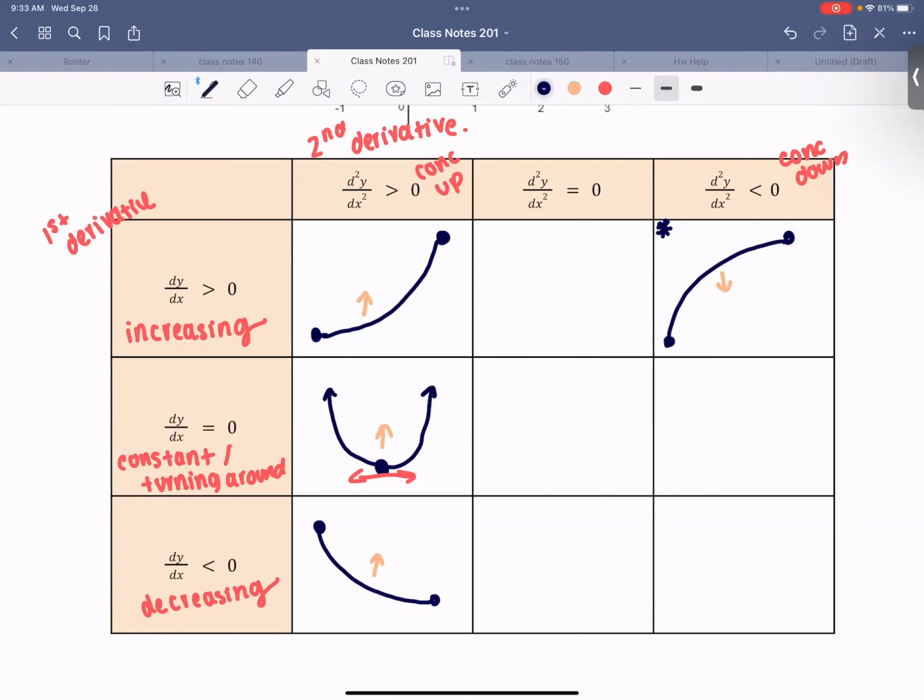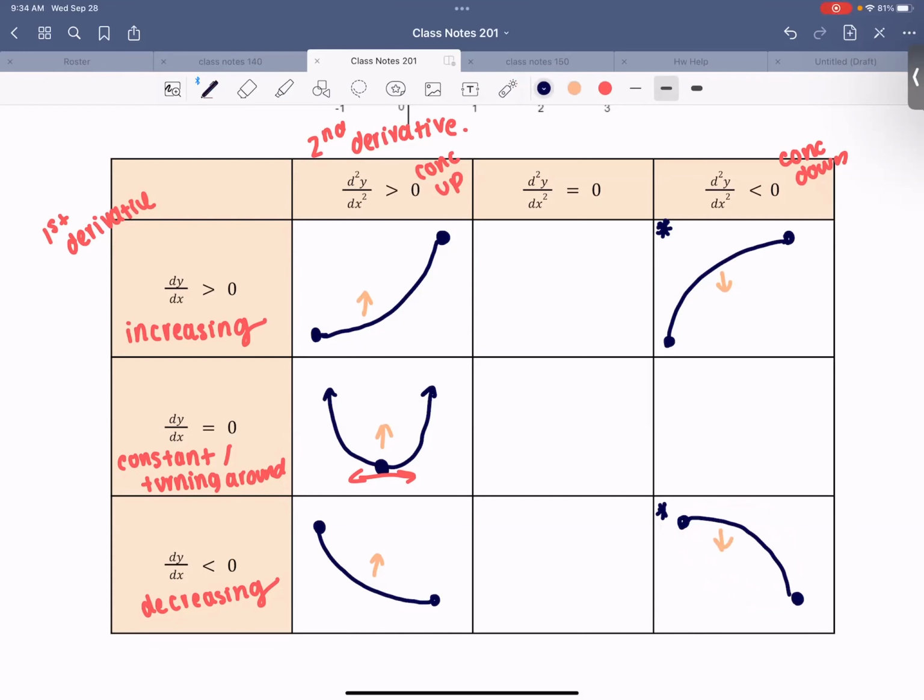Let's focus on this cell here. If I'm decreasing, I'm going from a higher point to a lower point. If I'm concave down, how's my graph going to look? Let me do this. A or B? Which one? A, good. I know it's kind of hard to draw it with your hands, but it's going to look like this. So we're still decreasing, but we're concave down.